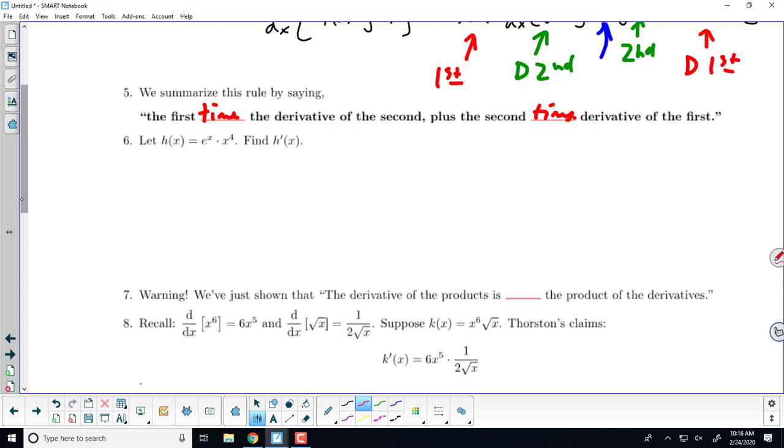So let's do number 6 together. So we need to identify two separate functions here. Let's identify the first function. What's the left factor in this product? e to the power of x. e to the x. What's the right factor in this product?